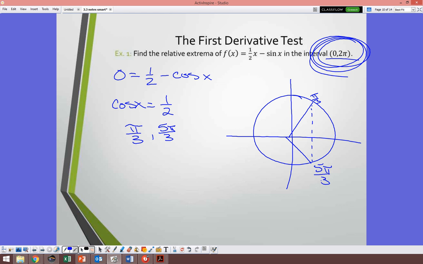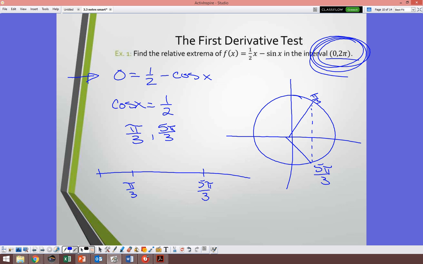So we get those. Now for my interval, on my line, pi over 3 and 5 pi over 3. If this is my derivative here, let's take a look. I'm going to plug into this one right here. In between this, on this side I would have pi over 4.